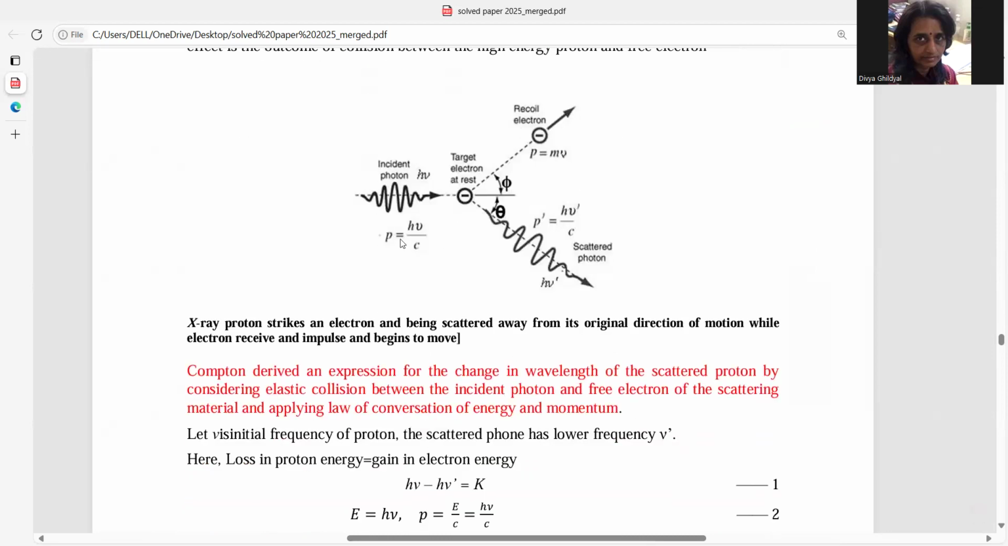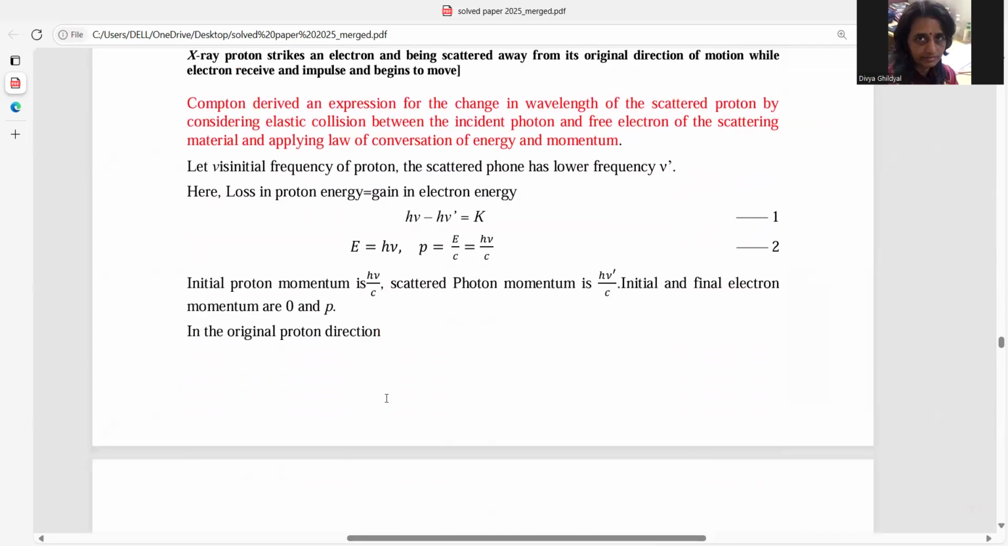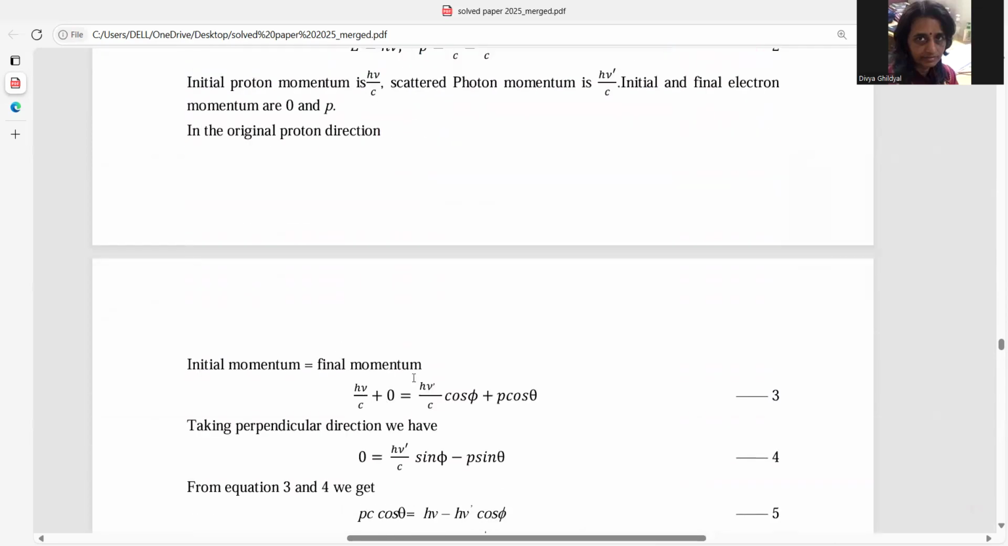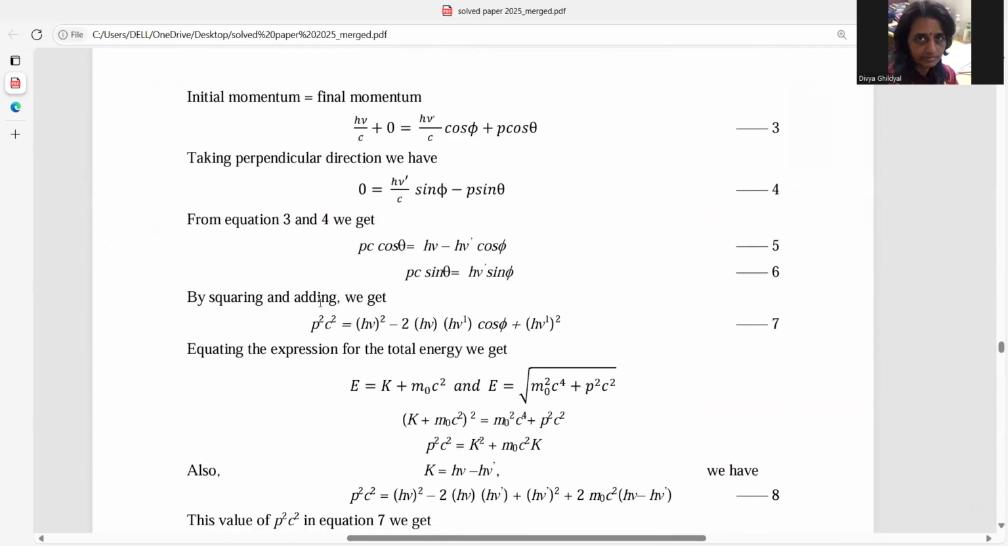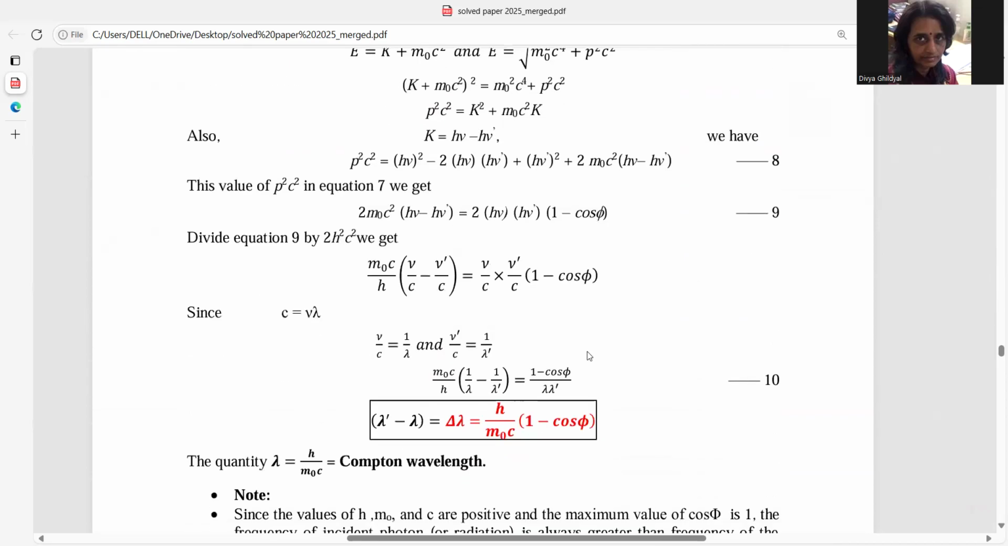You will have to show the incident photon, the target electron at rest, and the two laws. One is the law of conservation of momentum, and the other is the law of conservation of energy, or this formula. Put the values here and you get this expression for del lambda.